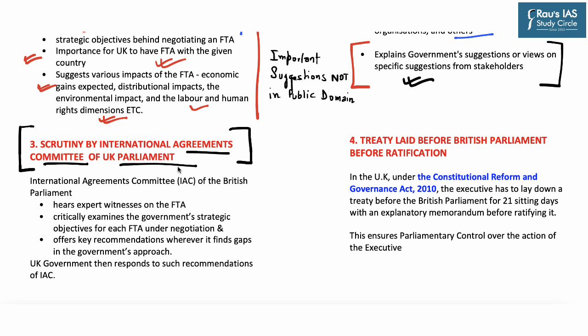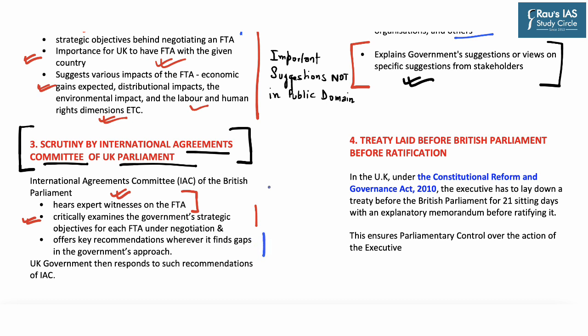So it says that the IAC of the British Parliament hears expert witnesses on the FTA if they have any doubt regarding any provisions of the free trade agreement. So they call on the experts and ask their suggestions. They critically examine government's strategic objective for each FTA under negotiation. And the committee also offers important suggestions wherever it finds any gaps.